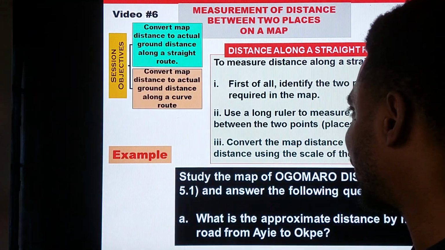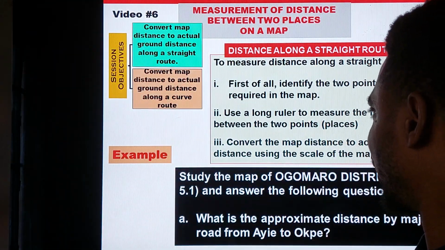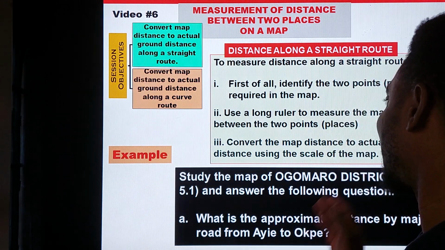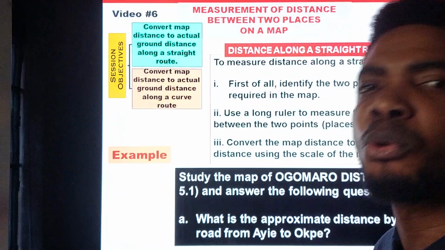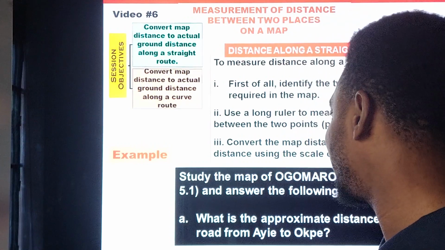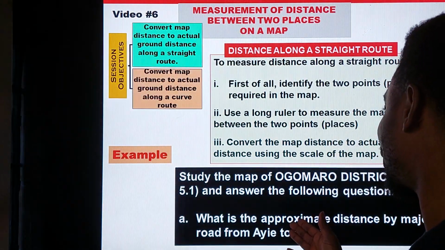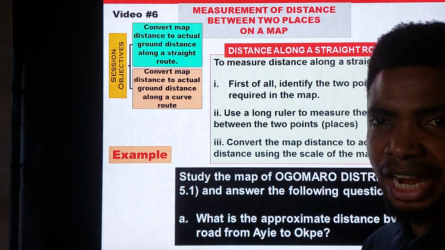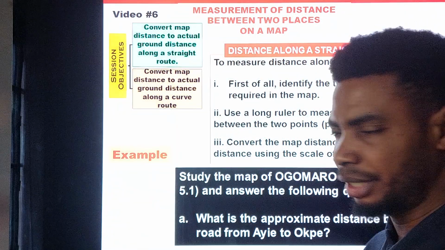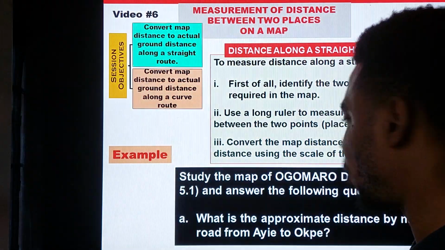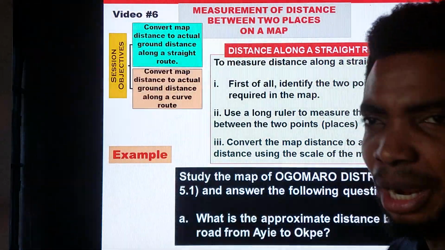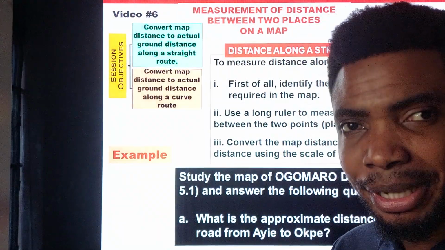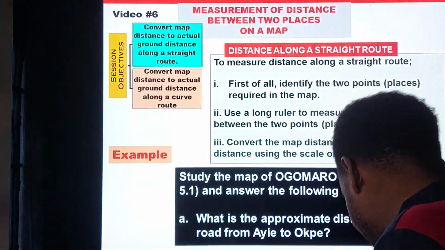This is an example. It says, study the map of Ogomaro district and answer the following question. The question you are given here is: what is the approximate distance by major road from Aye to Okpe? So you have to find the approximate ground distance along the major road. Let's look at the map.